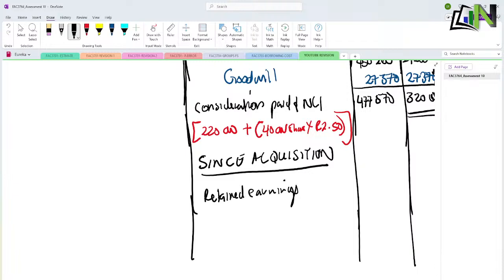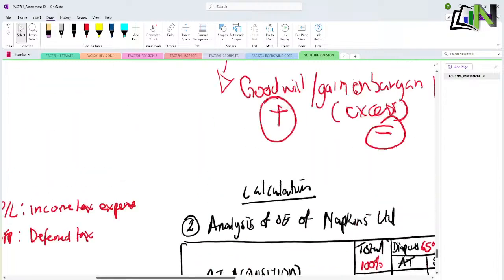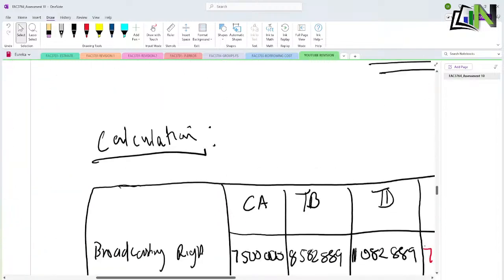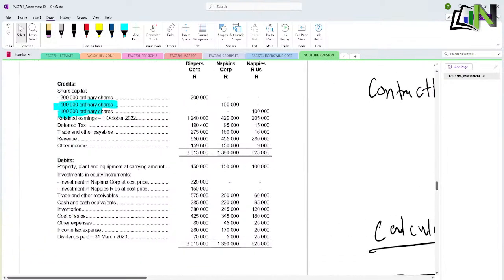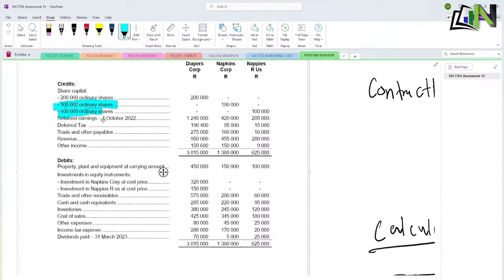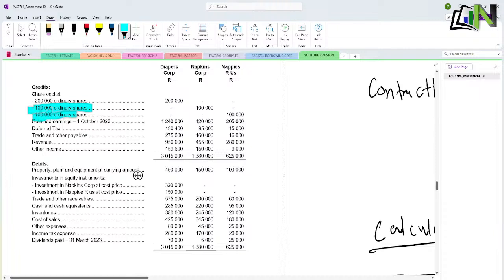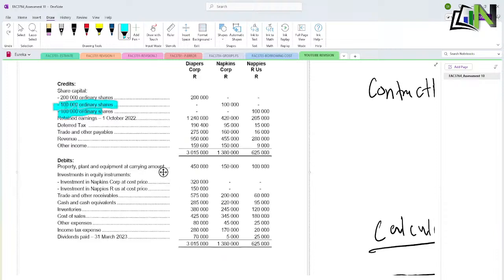So we come here, we have retained earnings. Here I'm interested in the movement in retained earnings. So I want retained earnings at the beginning of the current year. I go back to my trial balance, I'm going to go under credits. Retained earnings, check the date, guys. This is exactly the beginning of the current year. If you don't get your date right, you're in trouble.